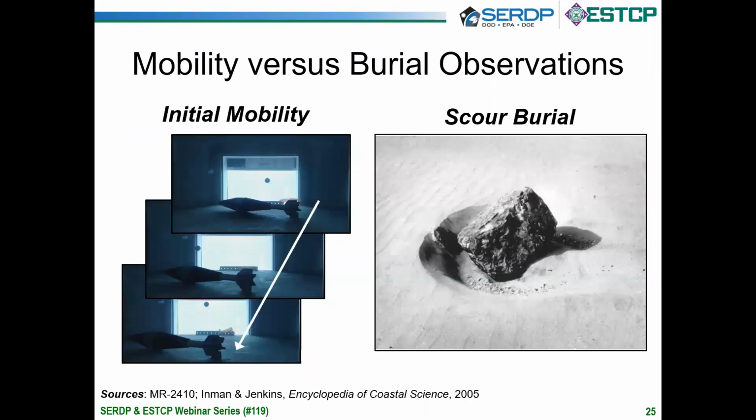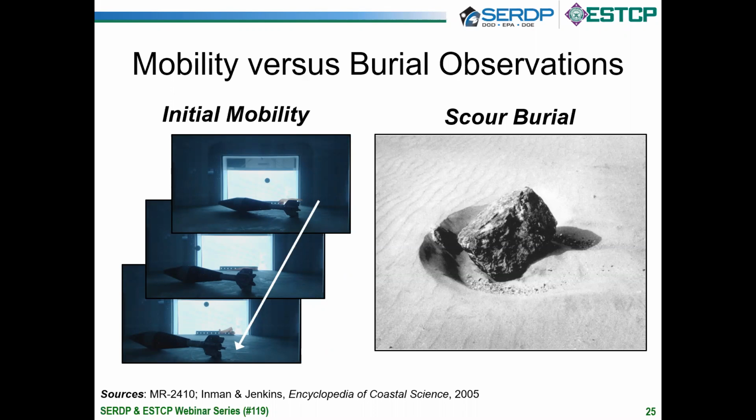So a couple more definitions. We're going to talk about initial mobility. The graphic on the left is from Landry and Garcia in their laboratory up in Illinois, and what you see is the munition starting to roll towards you in the image as you go from top to bottom. And the picture on the right, I took from the Encyclopedia of Coastal Science. Don't ask me about the scales or the details of this image. What I want you to take away from this image is that there's something that we define as scour burial.